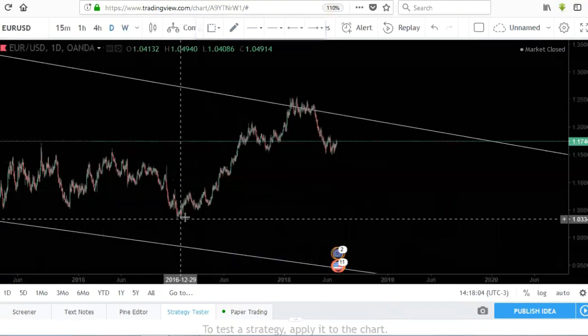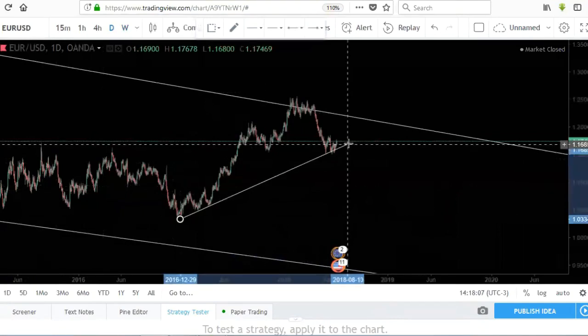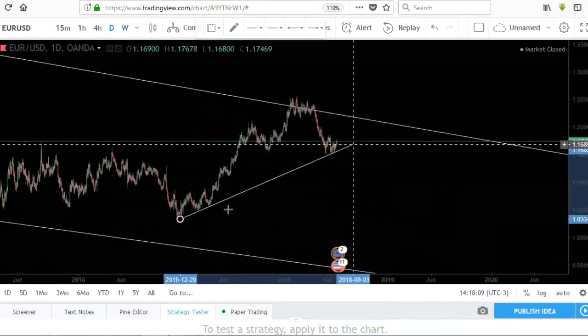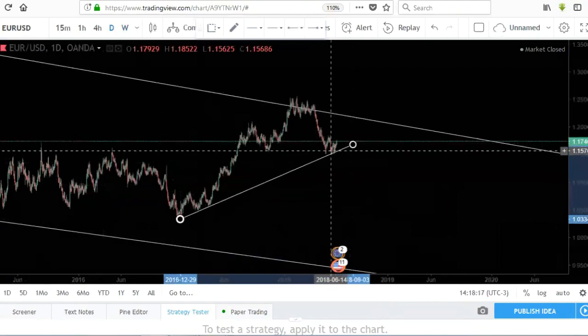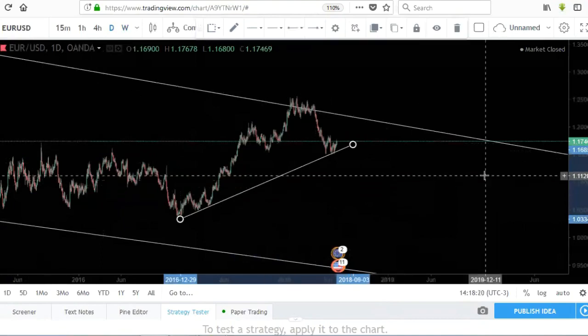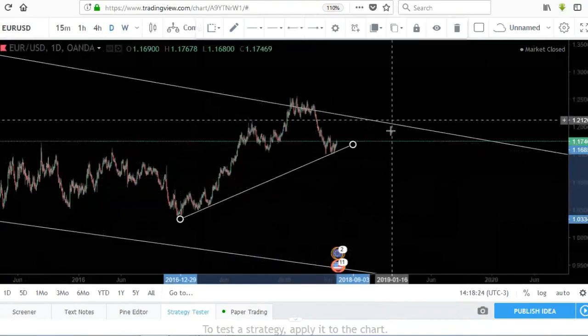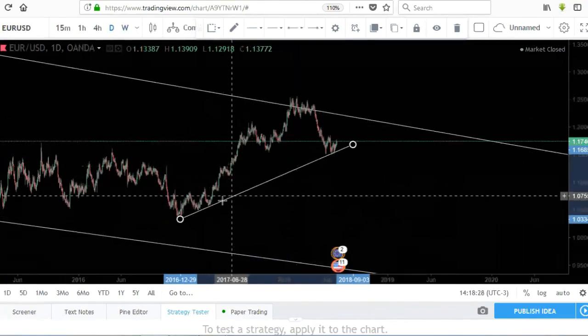Okay, we have a support here. We can see that this is a nice support. Our third point. Okay, we found support here. I believe you guys were able to spot that. These are our weekly lines, and this is our daily lines.